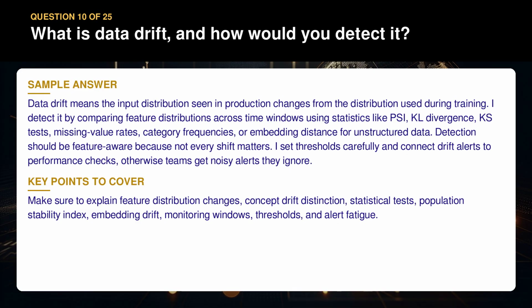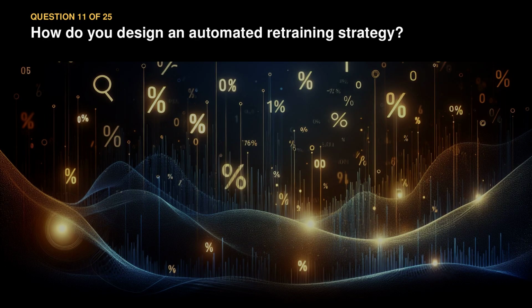Make sure to explain feature distribution changes, concept drift distinction, statistical tests, population stability index, embedding drift, monitoring windows, thresholds, and alert fatigue. Question 11. How do you design an automated retraining strategy?